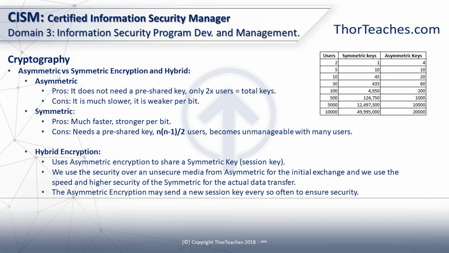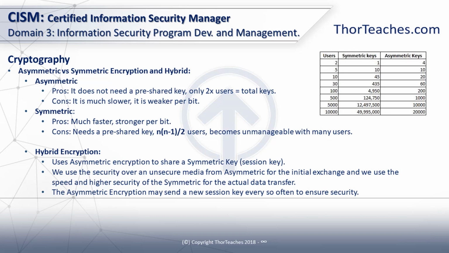Also a weakness of symmetric encryption is, how do we share our pre-shared key? That gets shared securely, and we do that with hybrid encryption. We use asymmetric encryption to share the key. One of the benefits of asymmetric encryption is that we can still be secure over an unsecure medium. Once both parties have the session key or the shared key, then we switch to symmetric encryption. Much faster, much stronger, and we use that for the data transfer.